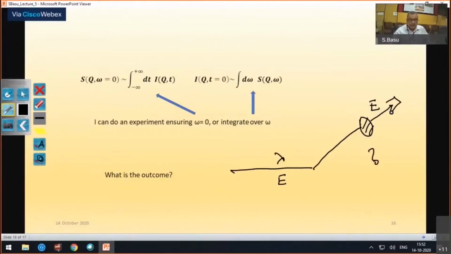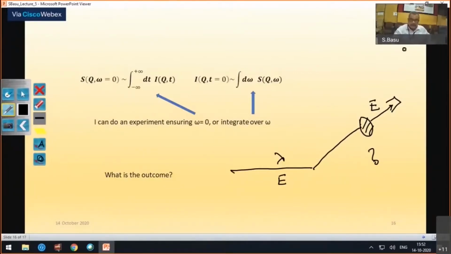That gives me the time integrated picture of the system. That means it integrates over all time and gives me this. This is what quantum mechanics is.